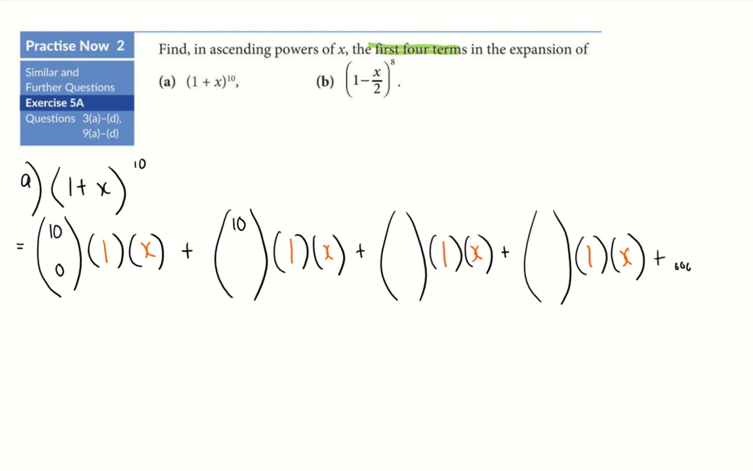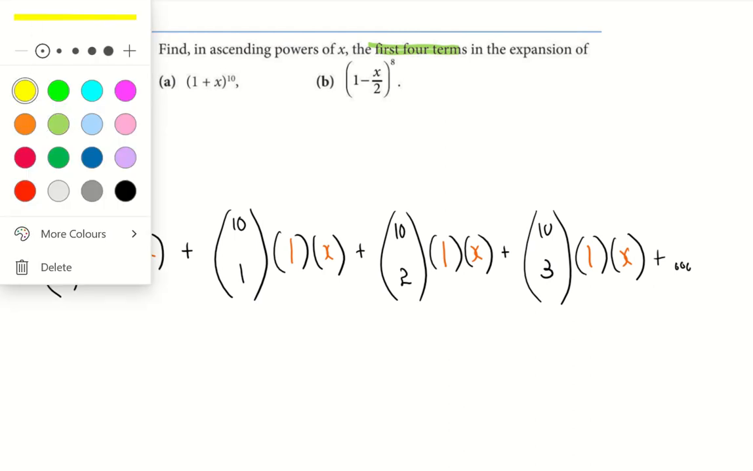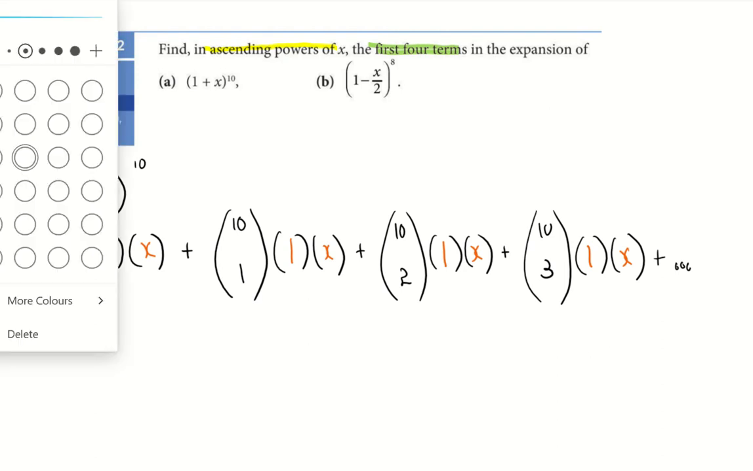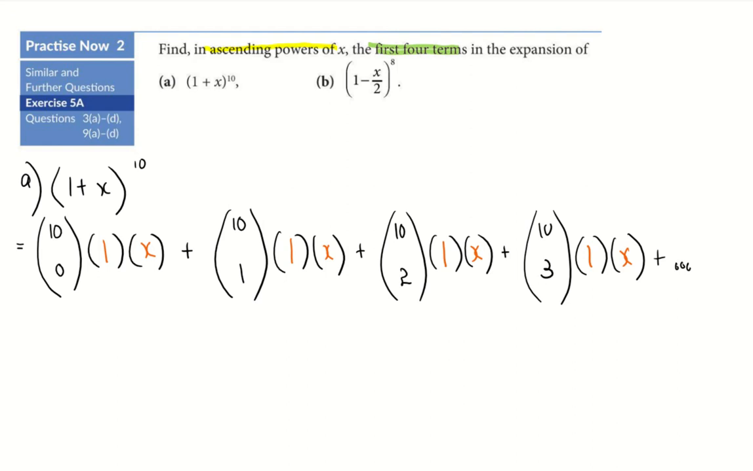Based on power 10, the next one I choose 1. After that, I choose 2. After that, I choose 3. So because of this word called ascending power, this means I must start the power for x from the smallest, which is 0. So what I'm going to do? I'm going to start from 0. After that, increases to 1, 2, and 3.